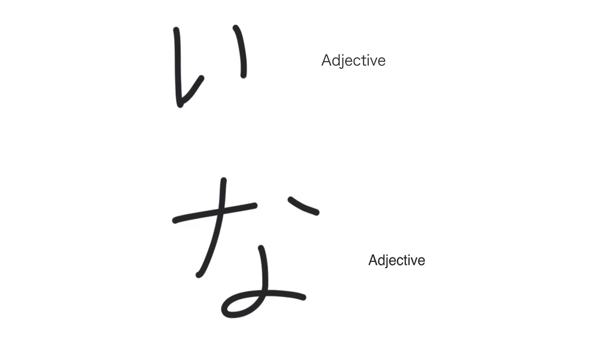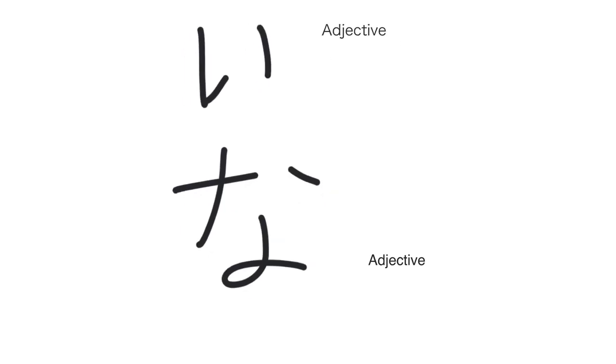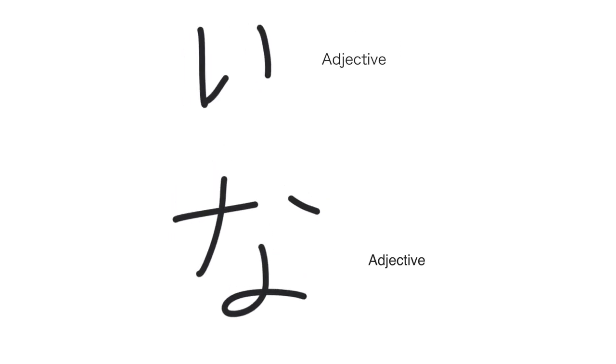Okay, today we're going to talk about two types of adjectives. There's an e adjective and a na adjective. Now they're two very different types, different in the sense that if you want to put them into different tenses, there's different ways you go about it. Let's first talk about the e adjective.